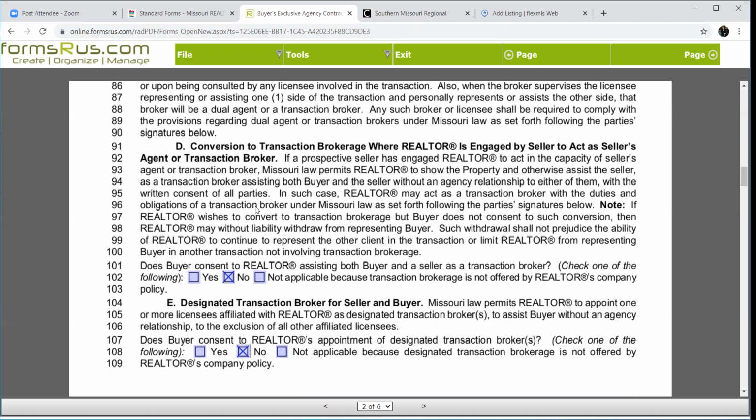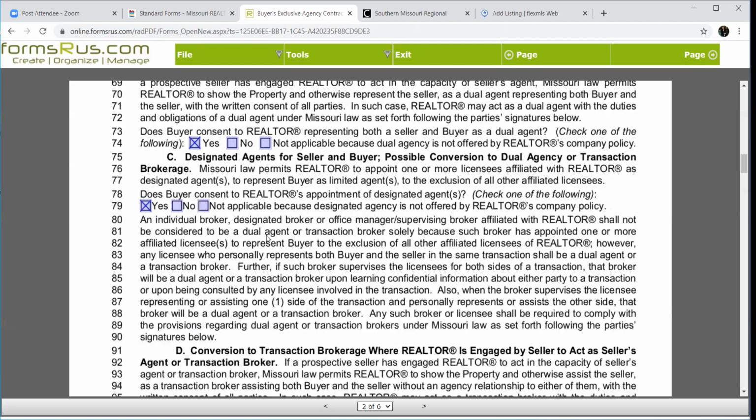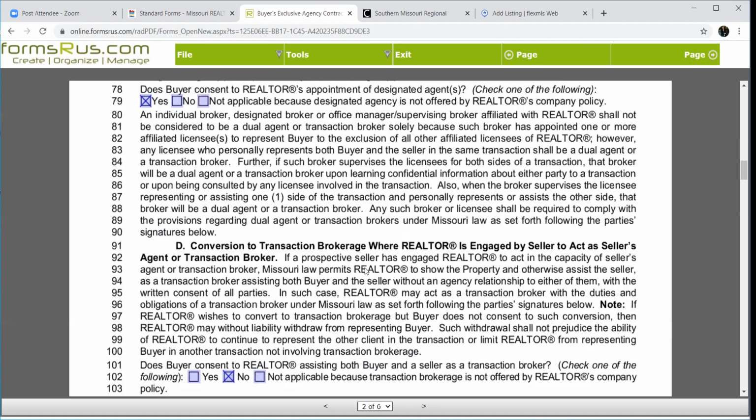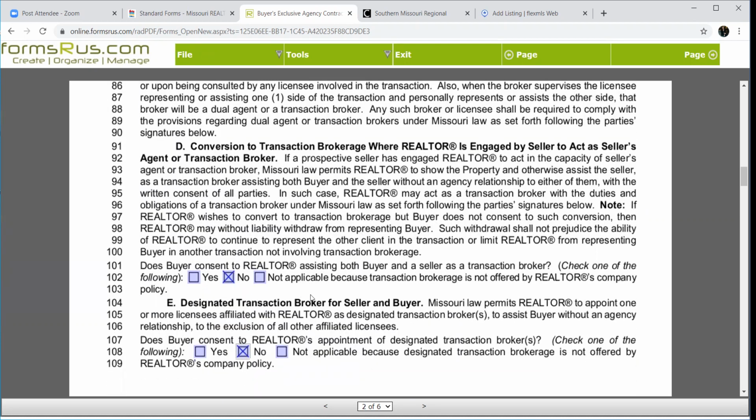All you can do is fill in the blanks. So it's going to be very difficult to convert back to a transaction broker after we've already been a buyer's full limited agent, helping them and guiding them and directing them. It's going to be hard to hold our tongues and go backwards. So I would encourage you guys to check no on both of those.